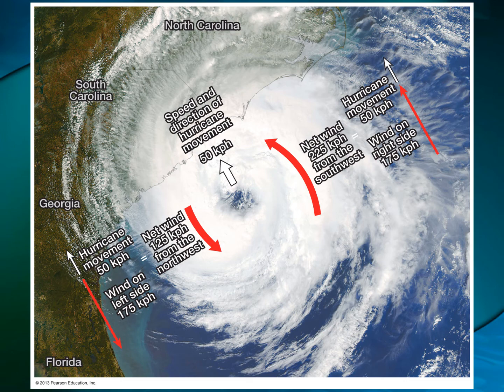So we could say that Georgia here is not going to be as hard hit as North Carolina in this particular storm. But go over there to the right where it says net winds 225 kilometers per hour. Okay, that's your northeast quadrant, as in the top right quadrant. And the problem there is that you have to add together the wind speed of the storm, the rotating storm, and the forward movement of the hurricane. So bottom line here, the northeast quadrant is always the most dangerous.